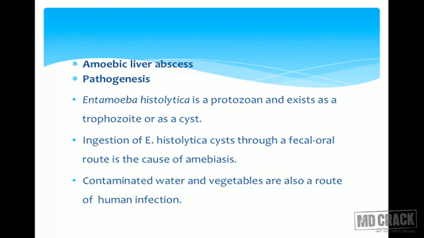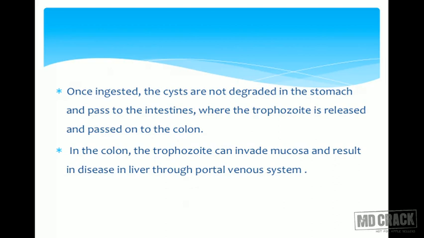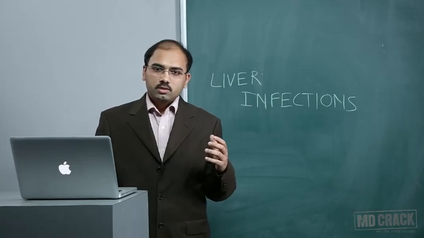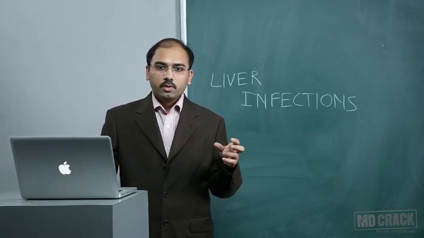So after ingestion of contaminated water or vegetables, the Entamoeba histolytica cysts, which are not degraded in the stomach, pass on to the intestine, where the trophozoite is released and passed on to the colon. In the colon, the trophozoite can invade the mucosa and result in disease in the liver through the portal venous system. Once the trophozoites reach the liver through the portal venous system, they cause release of various enzymes. This will cause necrosis of the liver parenchyma.